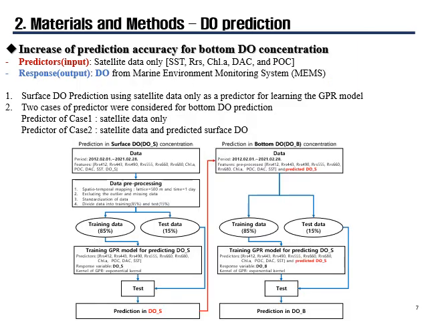And this is the flow chart of DO prediction, surface and bottom DO. First, the surface DO prediction using satellite data only as a predictor for running the GPR model, and we consider two cases of predictor set to predict the bottom DO concentration. Case 1 is satellite data only, and case 2 is satellite data and predicted surface DO, as shown in this flowchart graph.